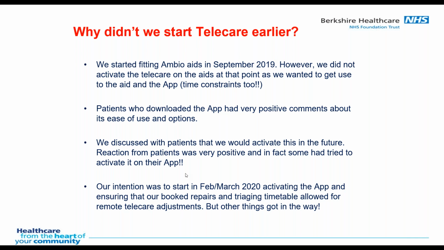So the ideal was to start in February, March, but of course other things got in the way. We were having issues with repairs and not enough staff. So that didn't quite happen, but of course COVID came, and we had already had the information governance approval in place by COVID. We just hadn't actually started switching them on. So next slide, please.